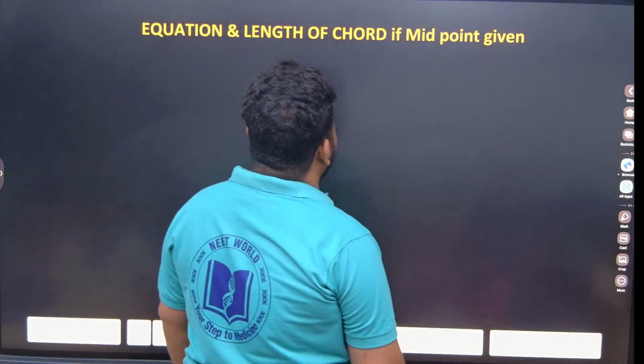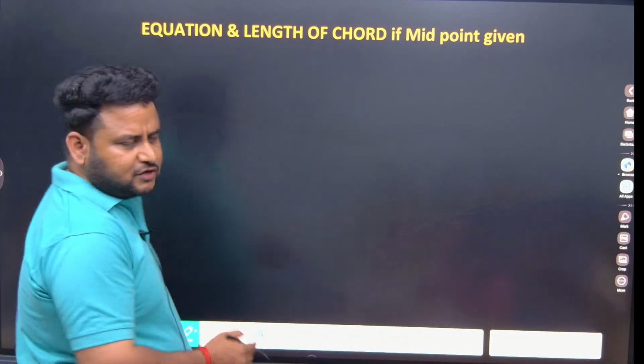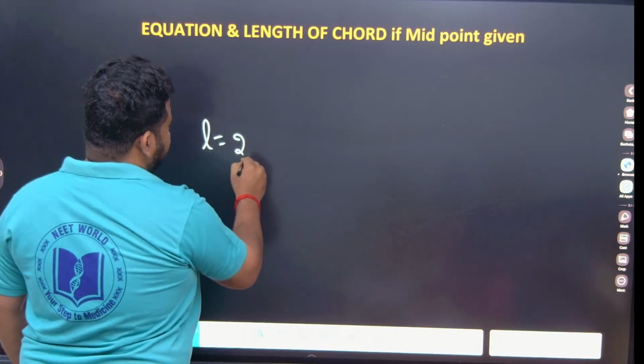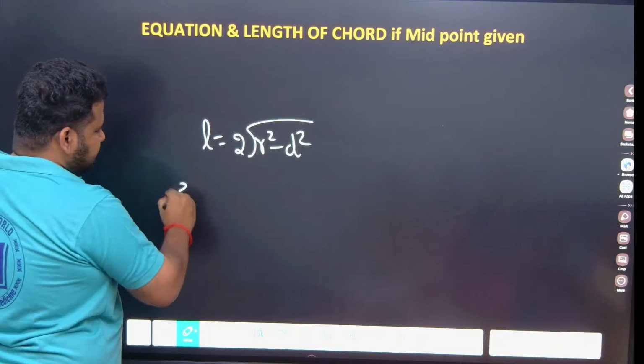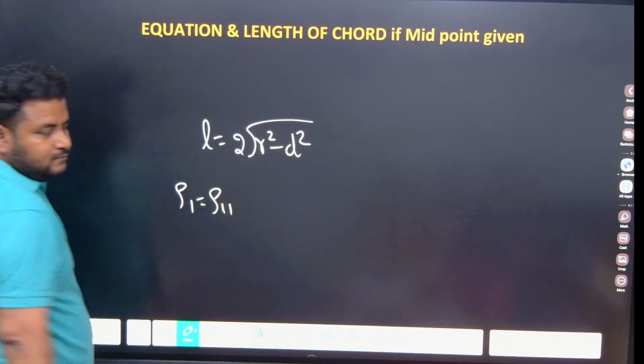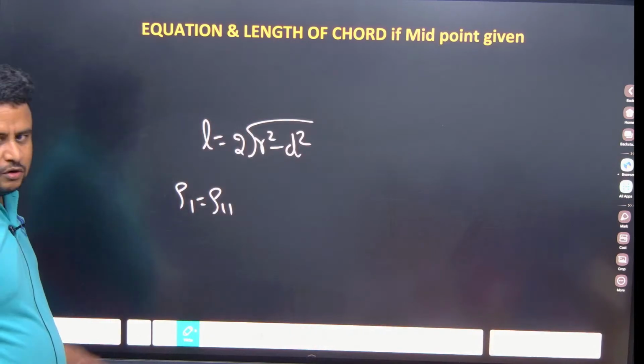So equation and length of a chord if midpoint is given, that is what I told you. Length of a chord is 2 times square root of r square minus d square. And when the midpoint is given, S1 is equal to S11. You must know. Okay.